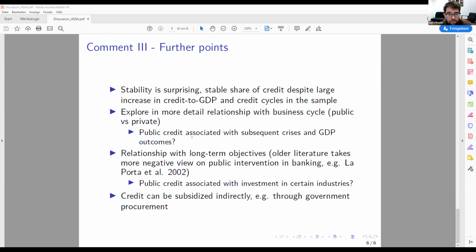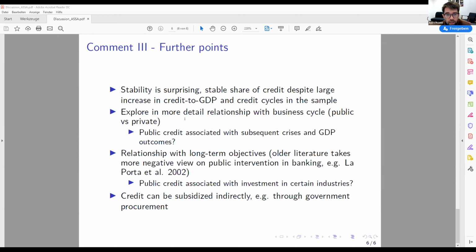I think that for future work, you're probably thinking about this already, to explore the relationship with subsequent crises and GDP outcomes, in line with the literature on crises and business cycles, especially household credit, the literature where Mian and Sufi are publishing papers, what they are doing. I think this would be super interesting.